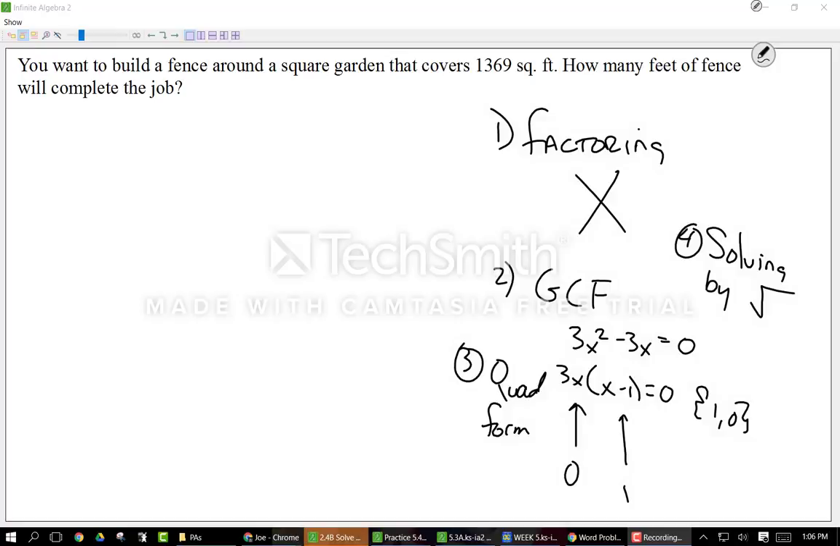GCF and factoring are not necessarily going to come into play on these particular problems because the numbers are not always going to be very nice. So 1 and 2 really work when numbers are nice. 4 works when the number's a perfect square, and then 3 works for all. So let's get started with this problem on the board.